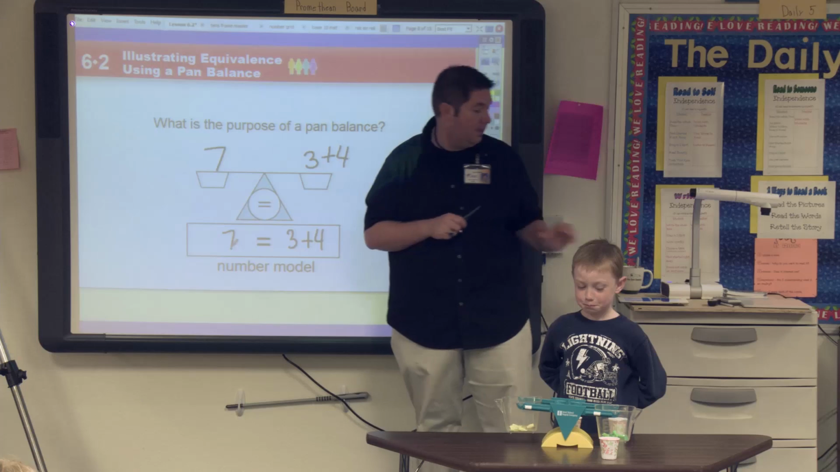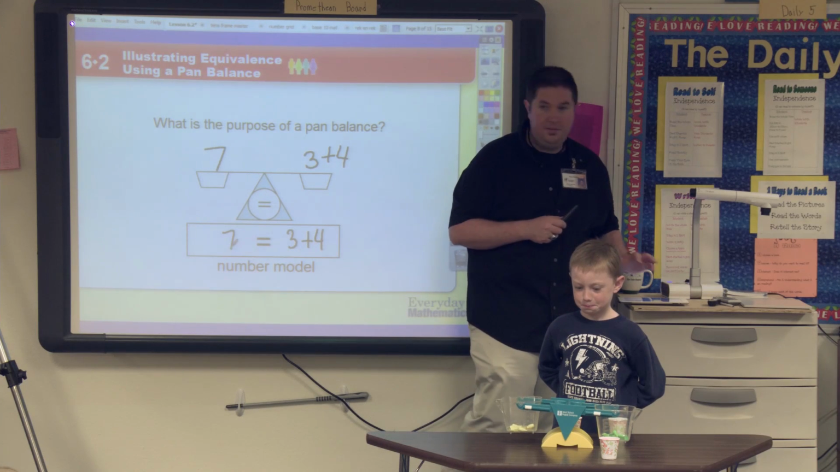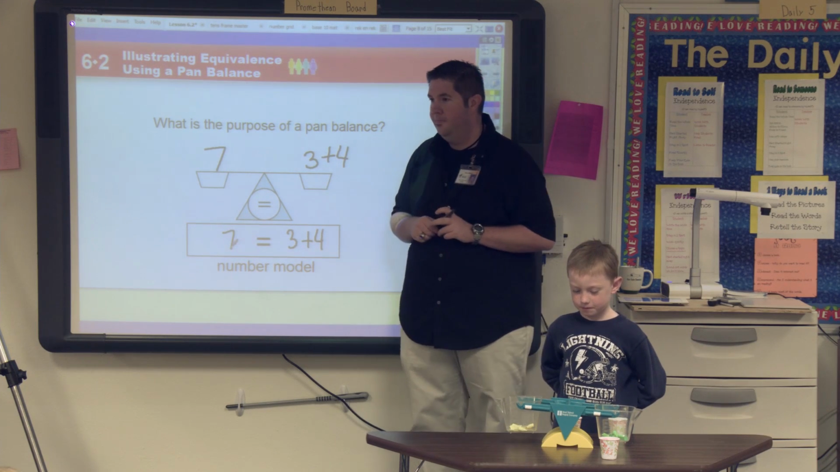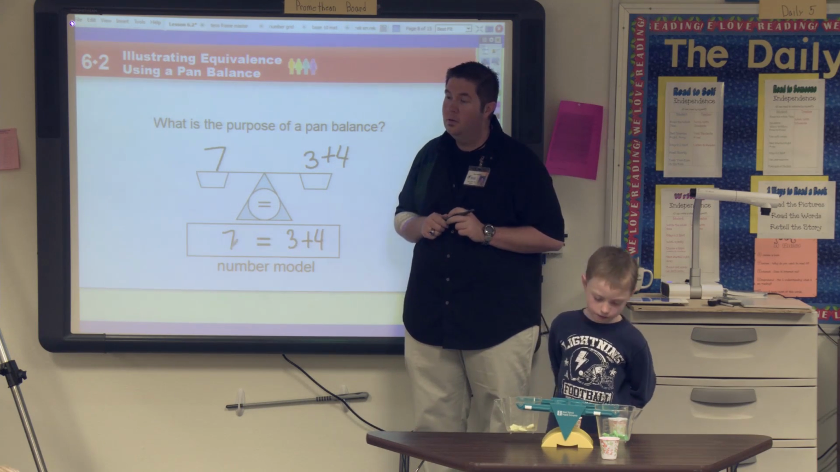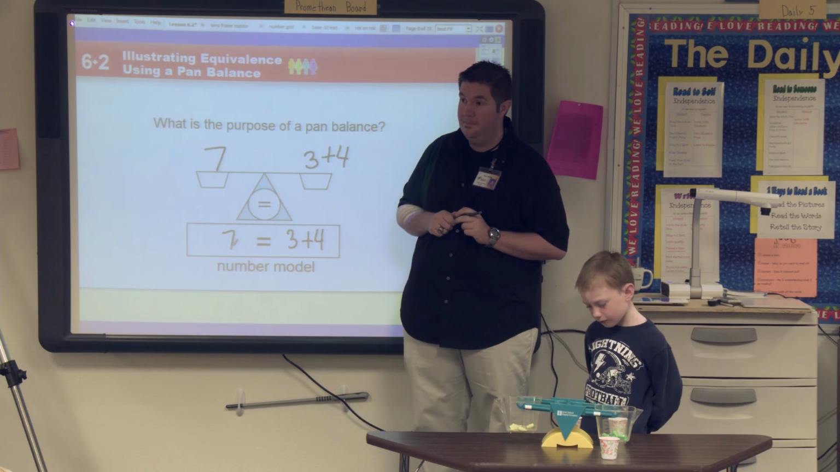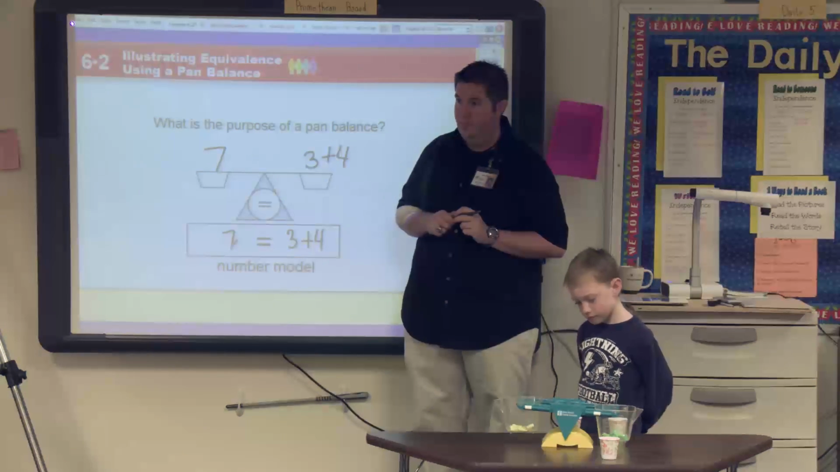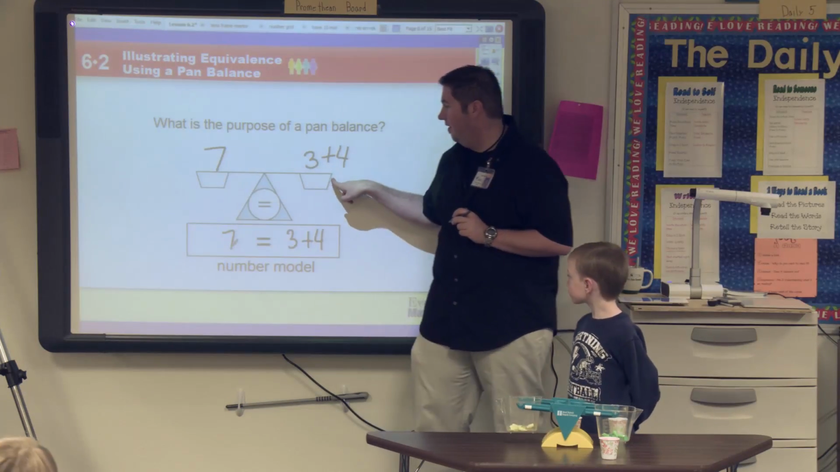Who can help Cooper out? Cooper needs some help here. Okay? Austin, can you help him out? On the pan balance, there's 7 on one side and 7 on the other. There's 7 on this side and 7 on this side.